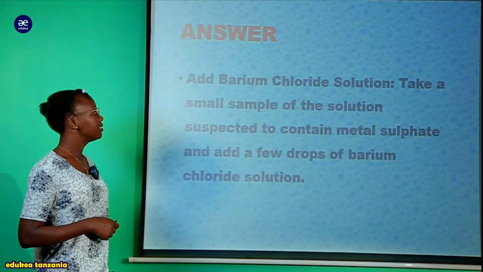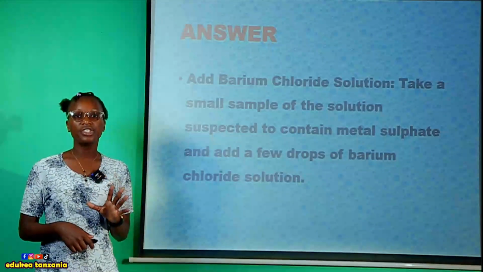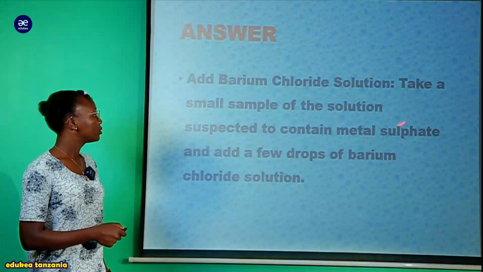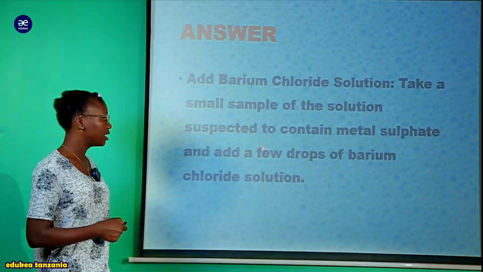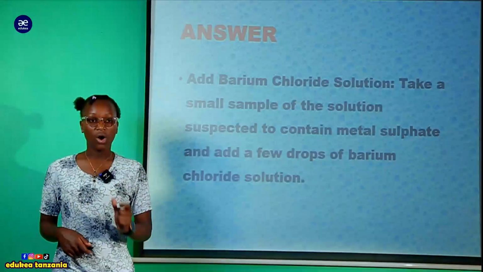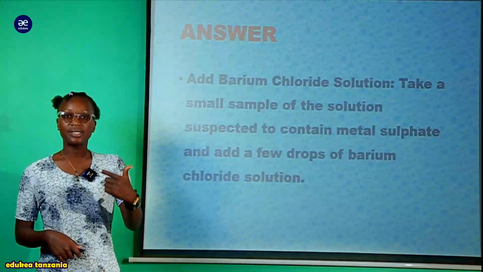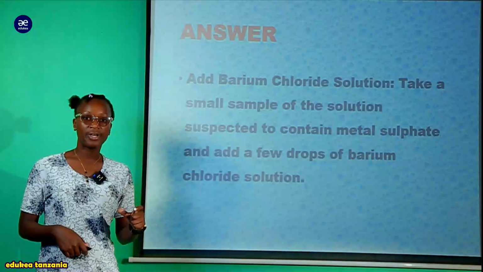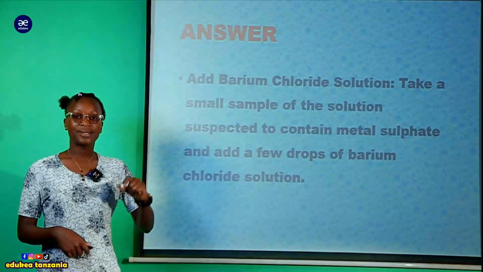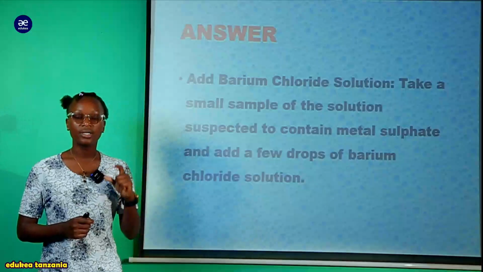Okay, now as you can see that add barium chloride solution. Kwa hiyo cha kwanza kabisa tunafanya addition ya barium chloride solution. Where? So can you see that to take a small sample of the solution suspected to contain metal sulfate and add a few drops of barium chloride solution. Kwamba okay, you have your sample there. Ile sample, let's say it is sample X, imekisiwa kuwa ina sulfate within it, ndani yake kuna sulfate. Sasa wewe kama mtaalamu wa chemist unatakiwa uconfirm by using the chemical test.